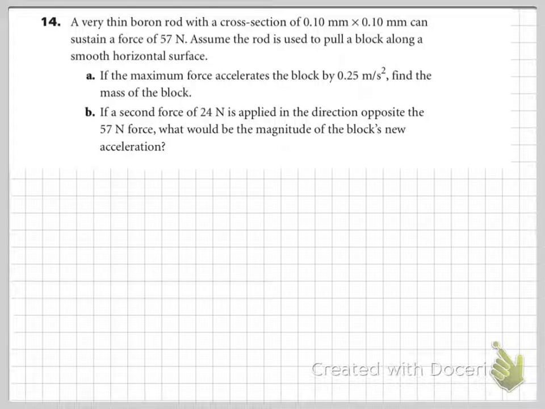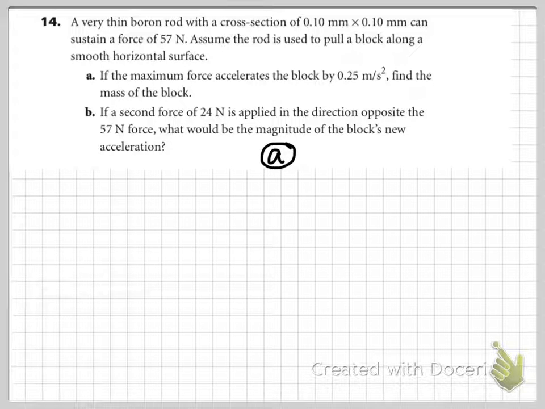So we've got a thin boron rod with a cross section of 0.1 millimeters by 0.1 millimeters, which doesn't really matter, and it can sustain a force of 57 newtons. Now we're using this rod to pull a block along a smooth horizontal surface. In part A, we want to know, if the maximum force accelerates the block by 0.25 meters per second squared, what's the mass of the block?